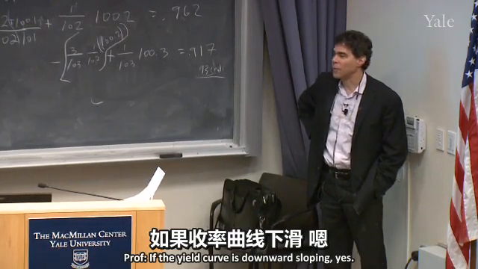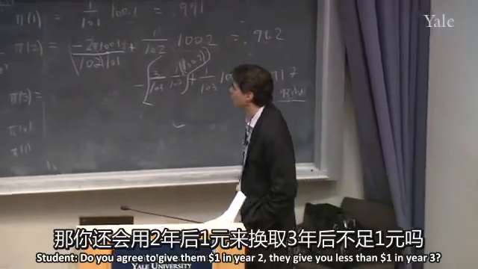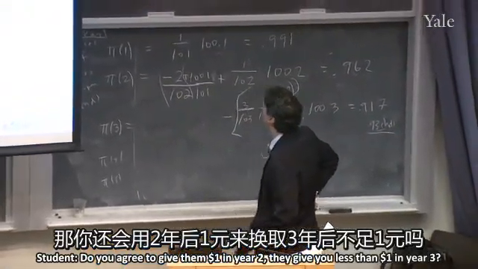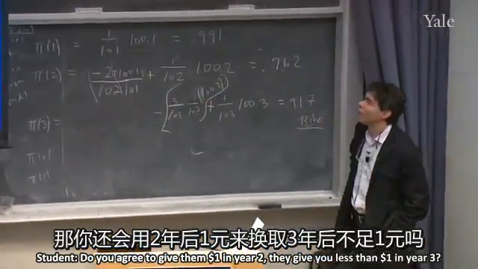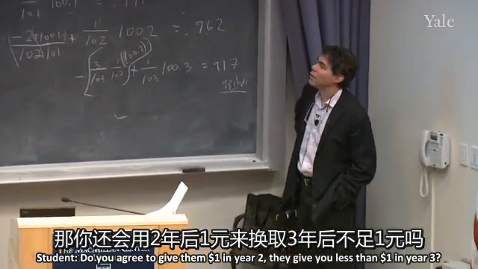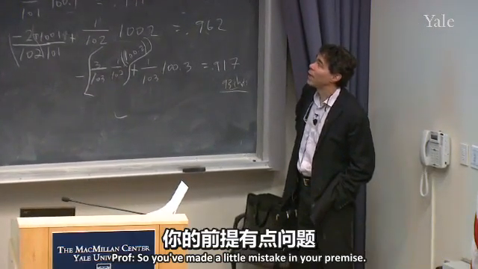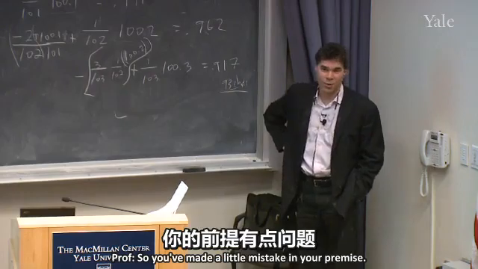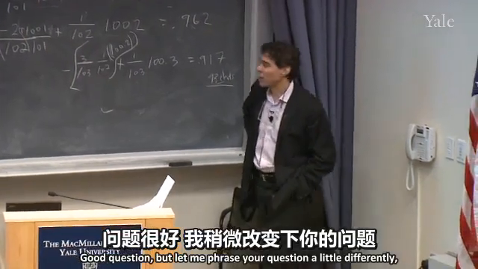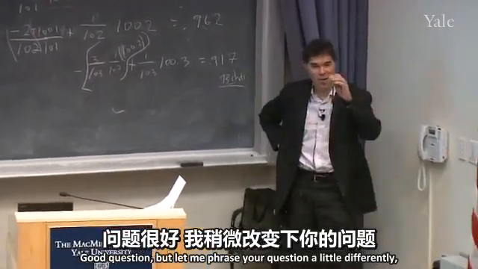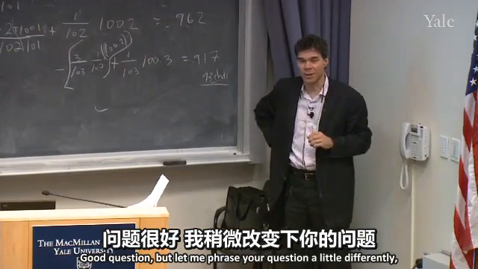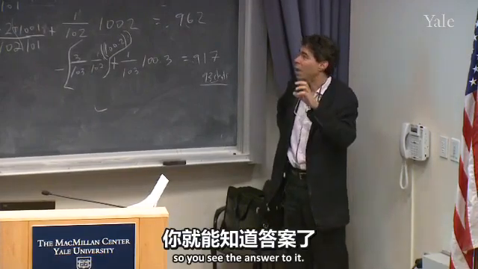If the yield curve is downward sloping, yes. You get less money if you agree to give them $1 in year 2, they give you less than $1 in year 3. Okay, so you've made a little mistake in your premise. So the yield could, okay, good question, but let me phrase your question a little differently so you see the answer to it.